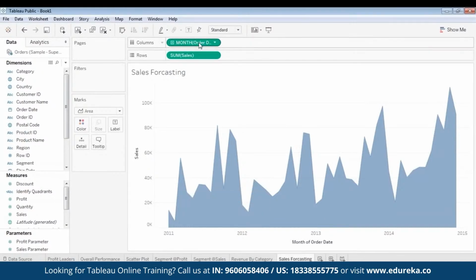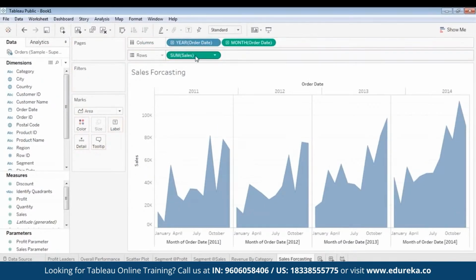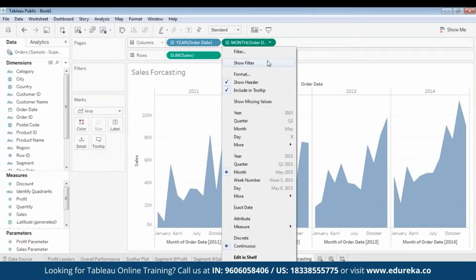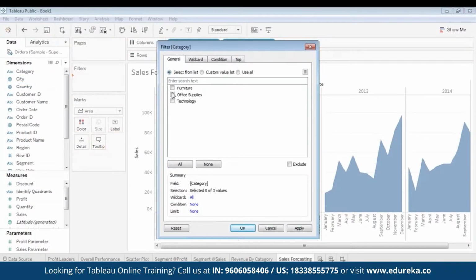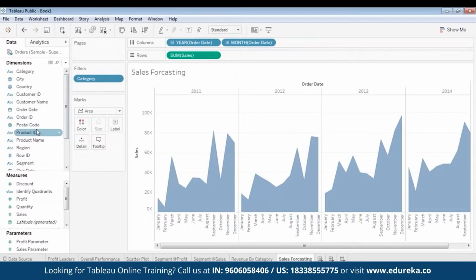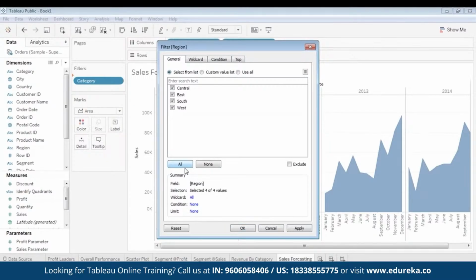Again it has changed to month, so let me go back to order date and put year as well. So my year is there, and my month is also there, Jan, Feb, all the months it is showing. Let me add a few more parameters in the sheet, guys. I want to filter it in terms of category, so I will put category over here, apply. And the first filter should actually be region, so I will put region also.